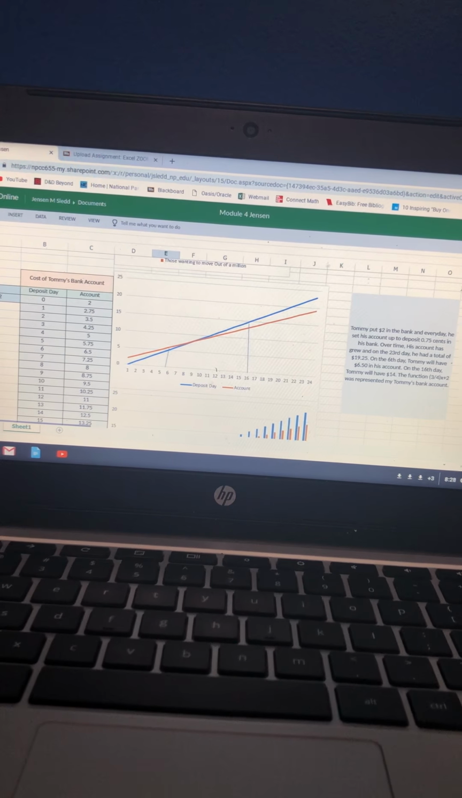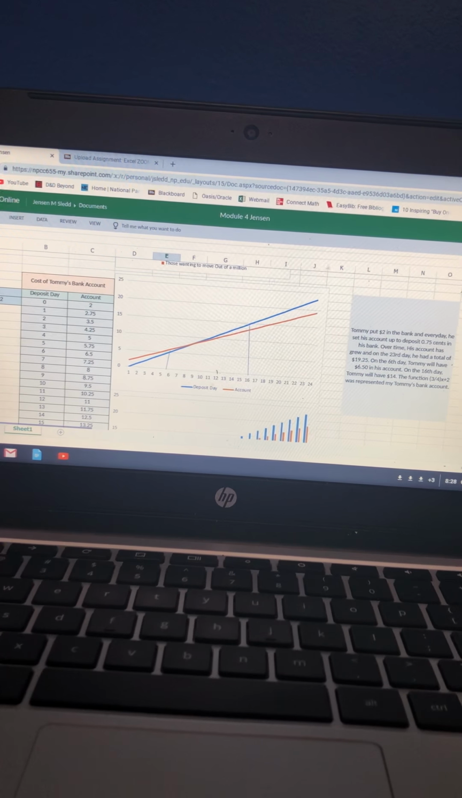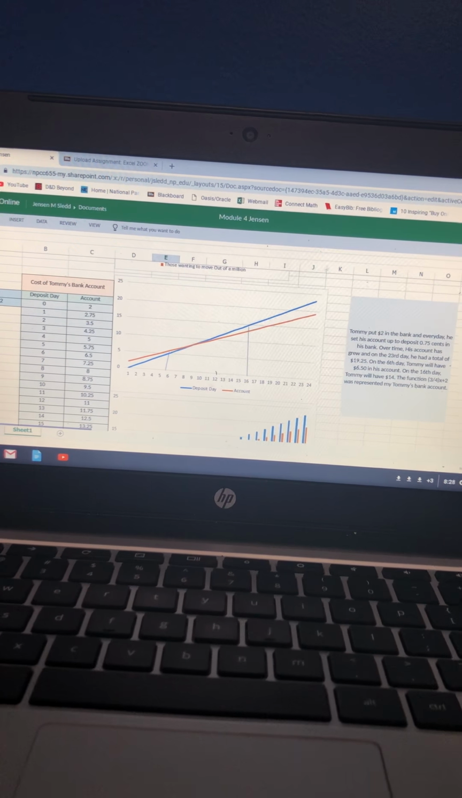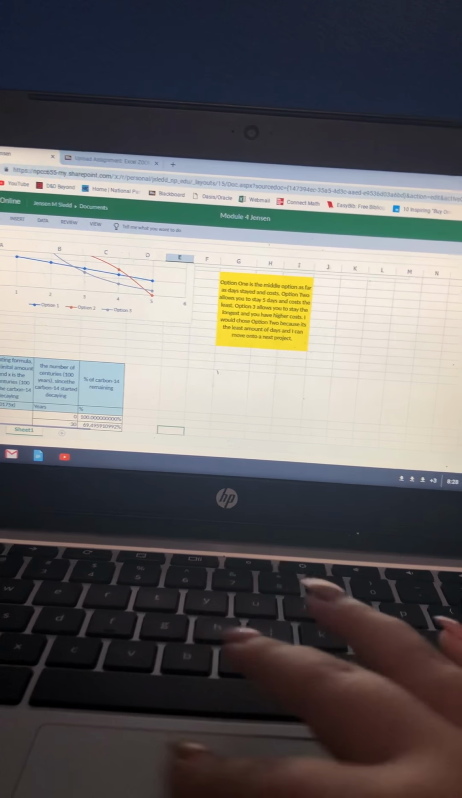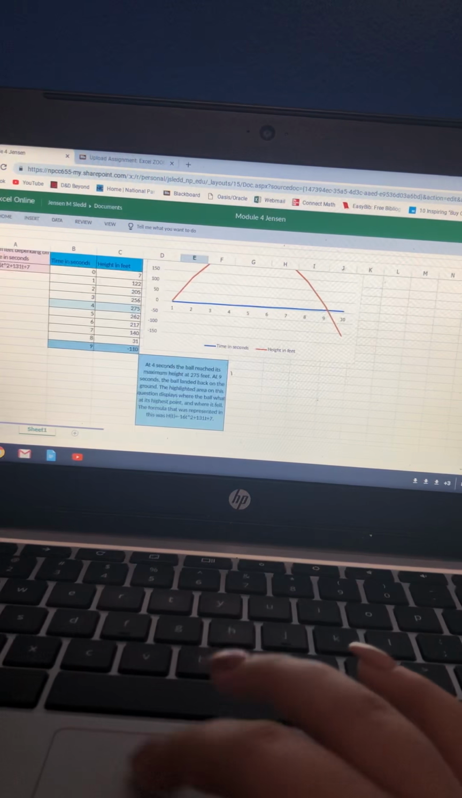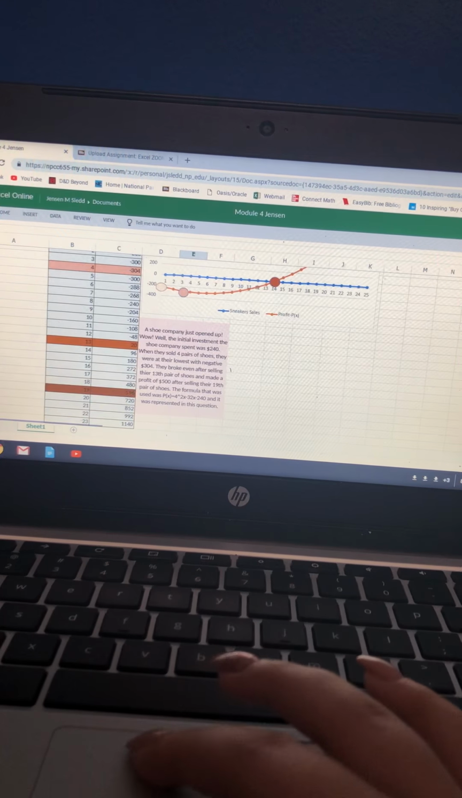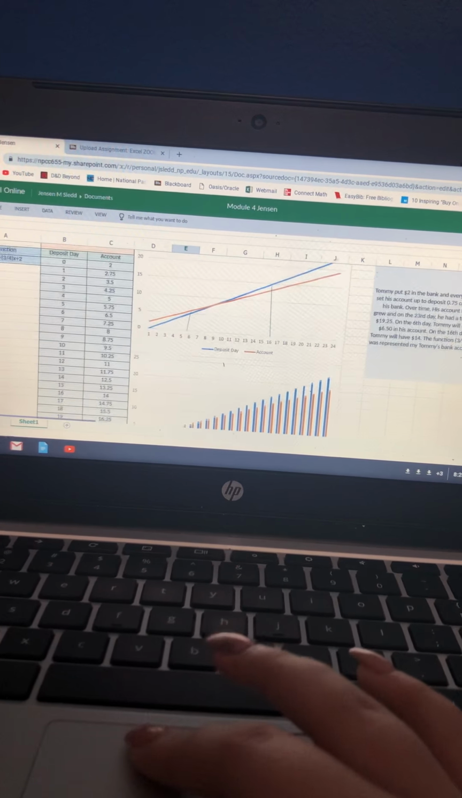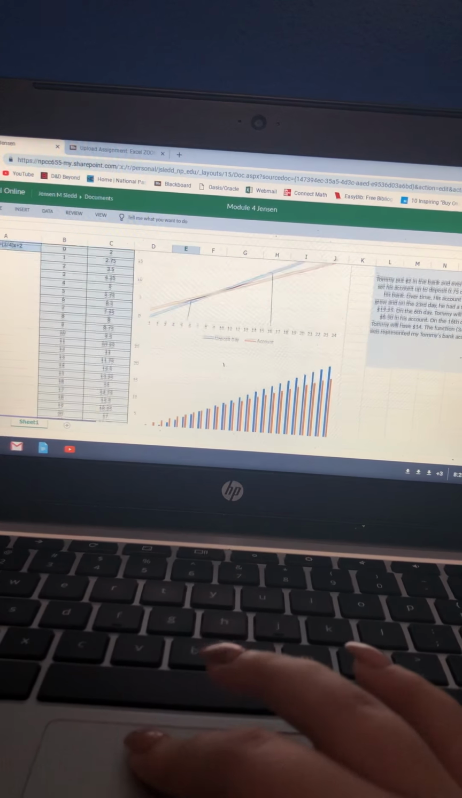The function 3/4x plus 2 was represented by Tommy's bank account. I'm sorry, every time I press the down arrow to go down, it for some reason goes all the way down to the bottom. I have 2 graphs showing the different data. Alright, moving on to number 3.